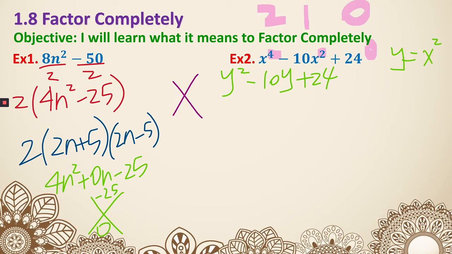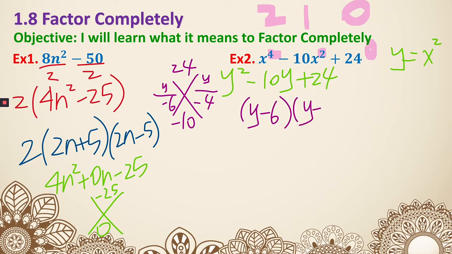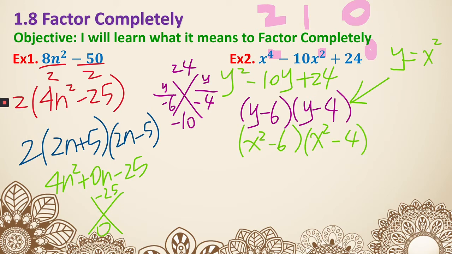So I'm going to use my cross method, 24 on the top, negative 10 on the bottom. I can see the number pair is going to be negative 6 and negative 4. And I just need to put an extra y on the top. So after factoring, I will get y minus 6 times y minus 4. But I'm not done, because my question is not with y, it's actually with x. So now I need to put all the x back. I need to actually put the x squared to replace the y. That's going to give me x squared minus 6 times x squared minus 4. Now we need to see if we can keep factoring anything.